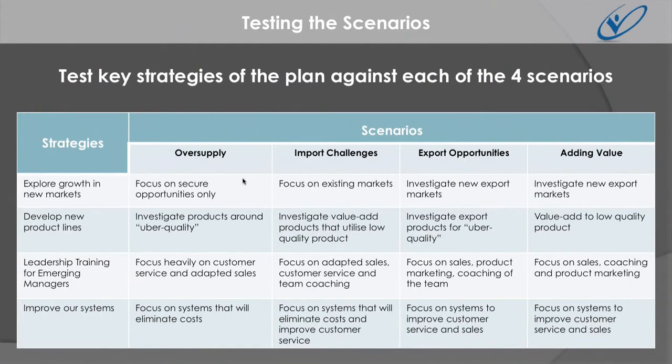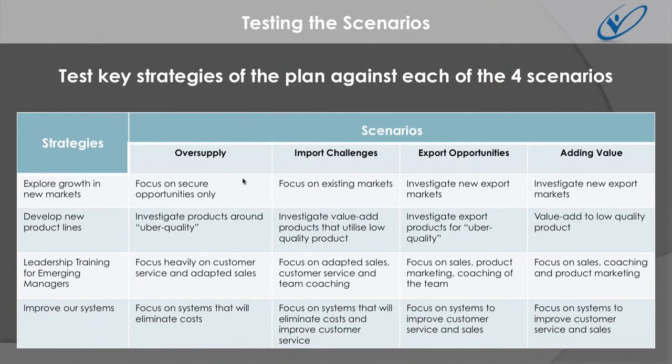Any of you who have read the book, The Challenger Sale, will understand adapted sales. So adapted sales is very much about thinking through your process and being far more adaptable in your sales process. But I'll leave it for you to read the book. And the last one is there to focus on systems that will eliminate our costs. So if we're in a highly pressurized environment with lots of downward pressure on price and things, we really need to focus on those systems that eliminate our costs.